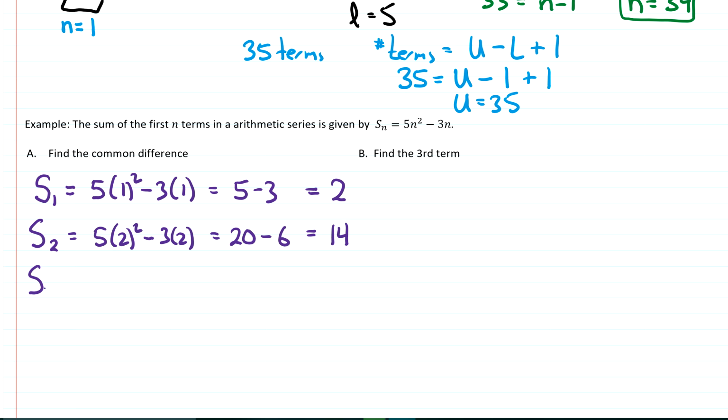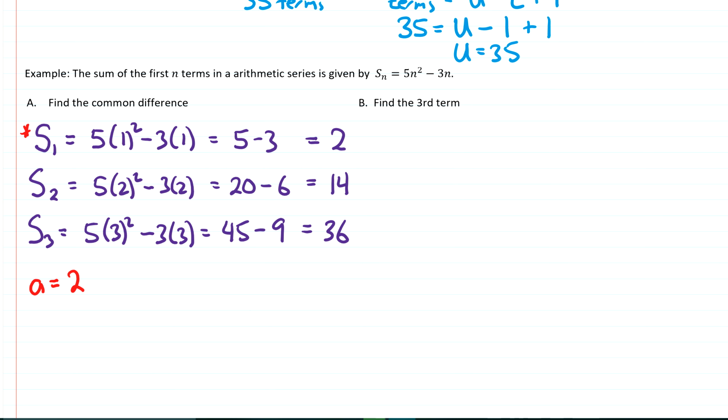And if I look at the sum of the first 3 terms, that's going to be 5 times 3 squared minus 3 times 3. So that's going to give us 3 squared is 9, times 5 is 45, 45 minus 9. So that's going to give us 36 then. Now what's important here is these aren't the terms, they're the sum of those terms. However, for the first statement here, this S1, that's the sum of the first term. So that is the first term. So the A value here must be 2.